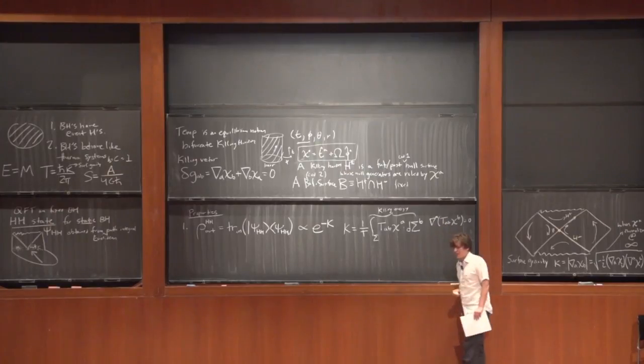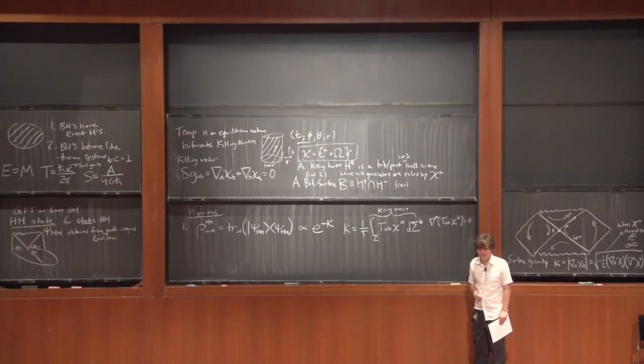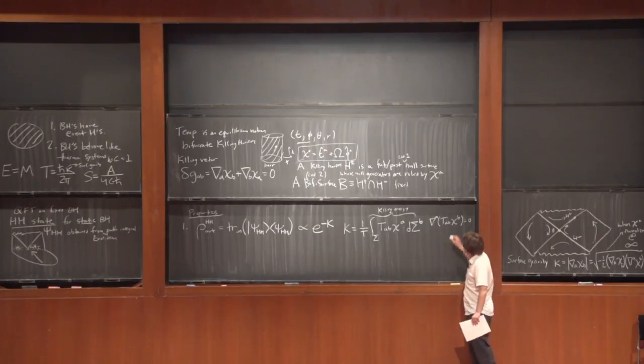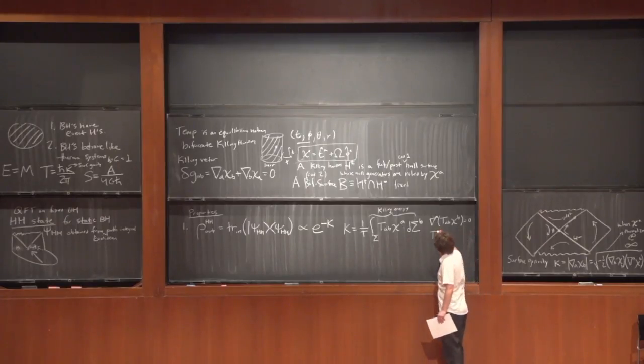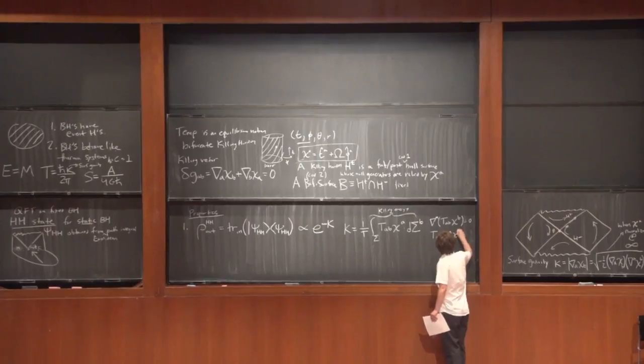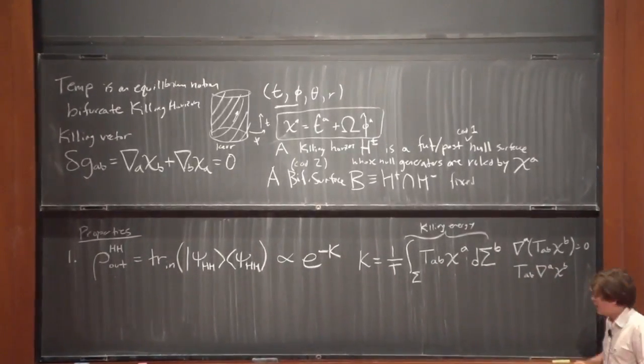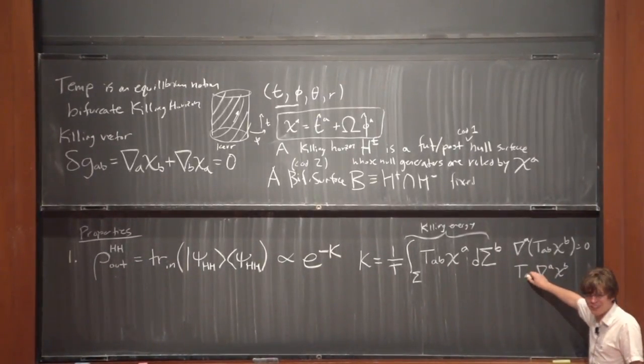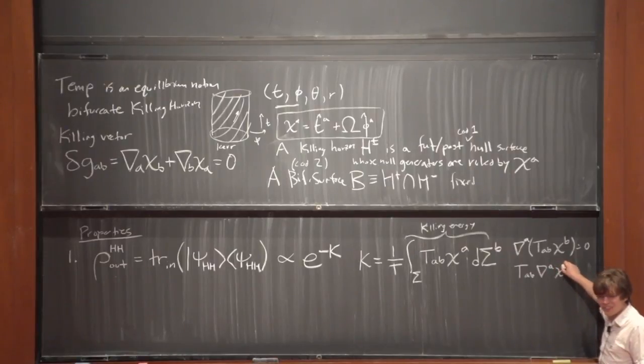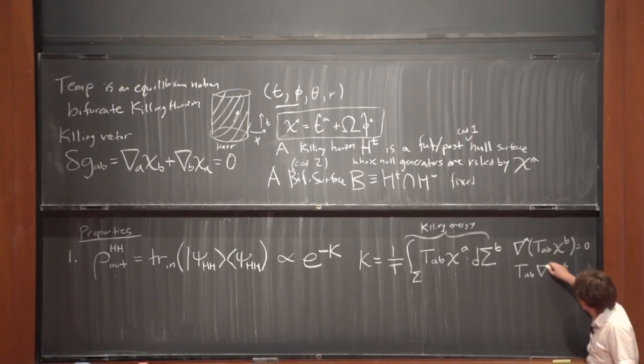And the reason why that works is because this derivative either lands on the stress tensor, but that's conserved, or it lands on this, but then I get T^{AB} times this. And because this is symmetric, I can make this guy symmetric too. And that's 0 by Killing's equation.